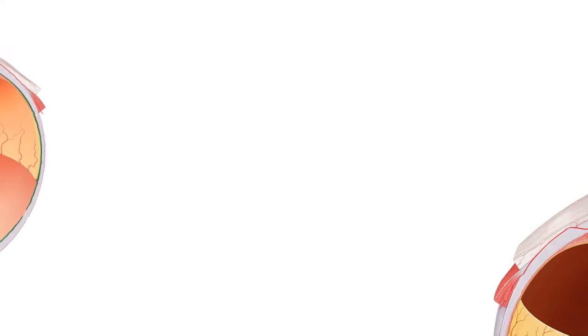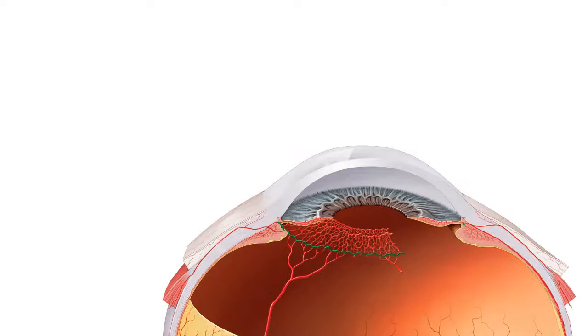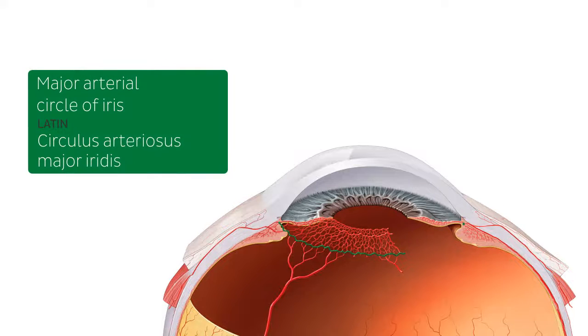So now let's move on to look at these 2 arterial circles, which are derived from the long posterior ciliary arteries. The first arterial circle is called the major arterial circle of the iris, or the circulus arteriosus major. It is formed by the anastomosis of the long posterior ciliary arteries and the anterior ciliary arteries. Part of this circle is highlighted in green here, and it runs the entire circumference of the iris.